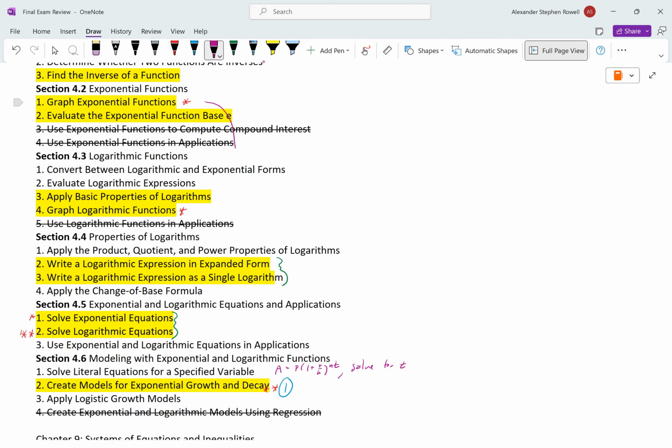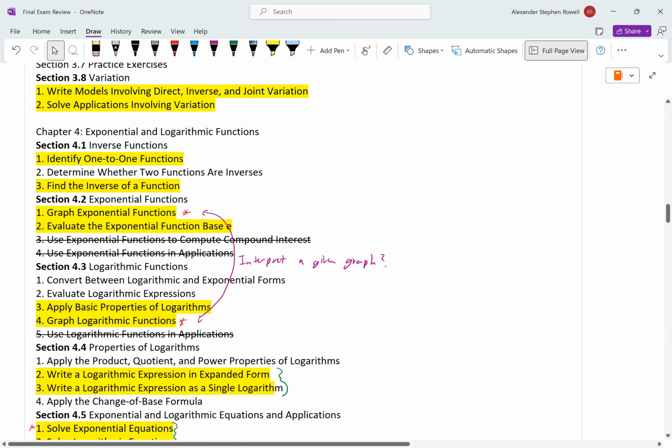Or interpret a given graph? Find the inverse of a function. There were only a handful of types of functions I asked you to find the inverse of. I'll ask a different one that was on the last test. I won't ask the same type. I think I gave you a rational equation on that one. So maybe a quadratic.